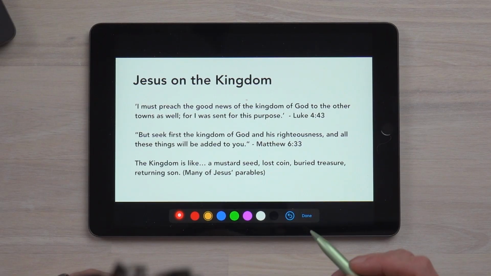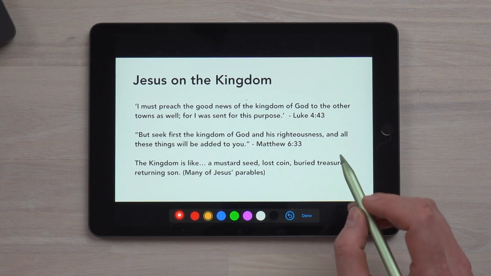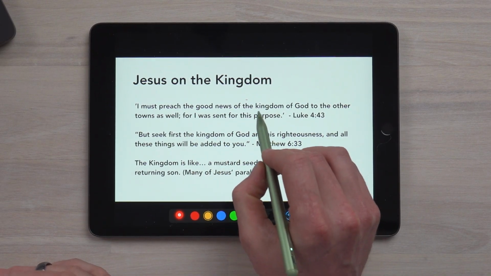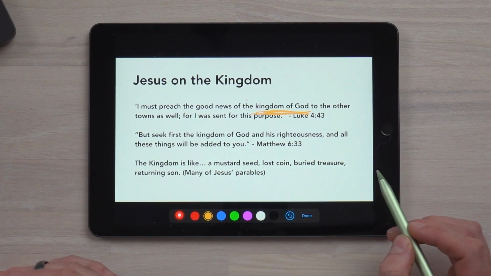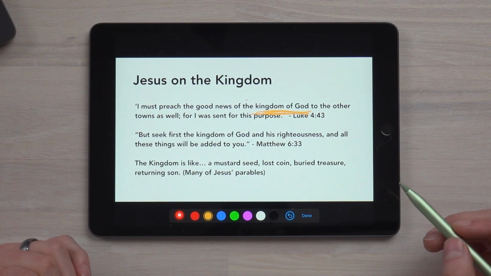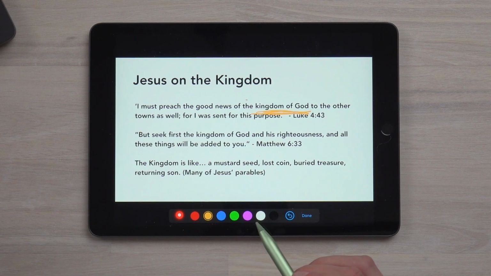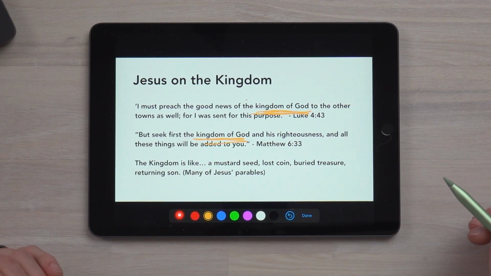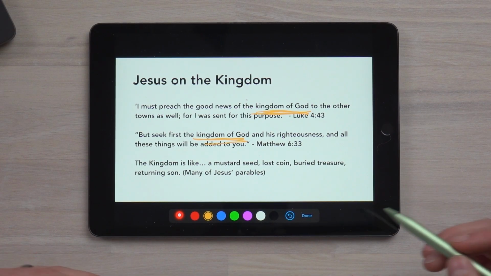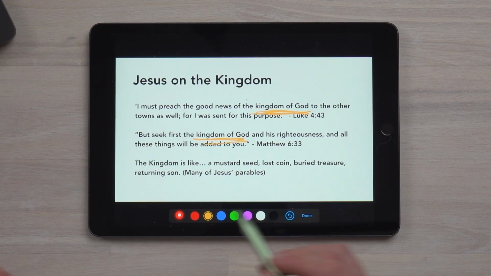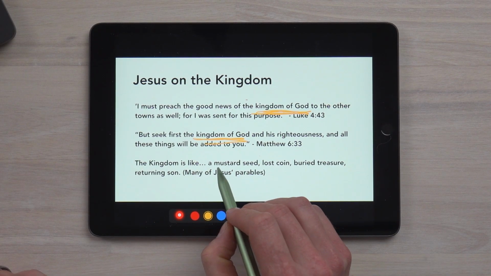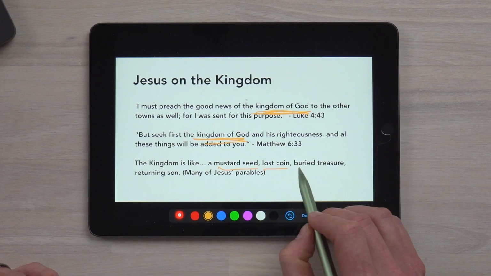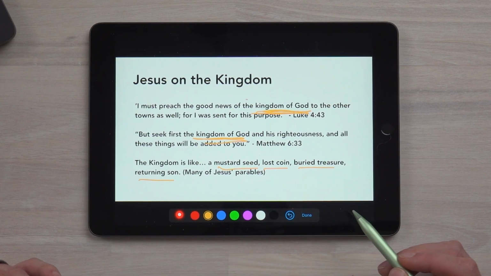And I want to show you some examples. So look at these with me. You can see down here that Jesus says in Luke 4, I must preach the good news of the kingdom of God to other towns as well, for I was sent for this purpose. Or in Matthew, we see, seek first the kingdom of God and his righteousness, and all things will be added. And then there are many parables that we can just recount. Here are some of them. The kingdom of God is like a mustard seed, a lost coin, a buried treasure, a returning son.